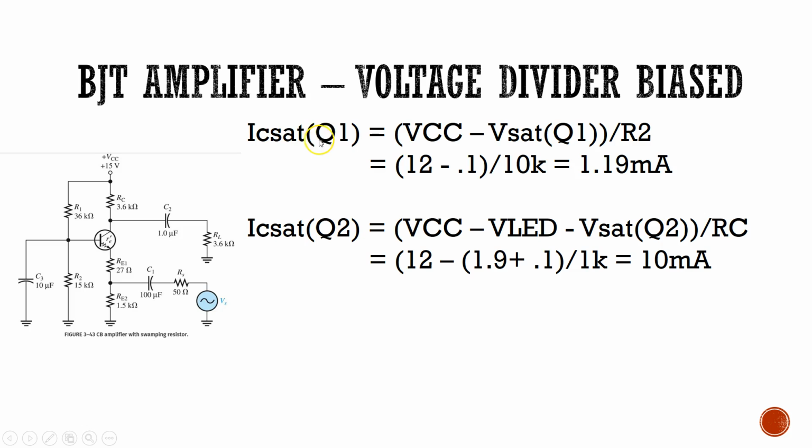Alright, for our ICsat of Q1 in this example, I think we were given Q1 was 0.1 volt, so we take 12 minus the 0.1 volt divided by the 10K for 1.19 milliamps. For our ICsat of Q2, we subtract the LED as well as the given 0.1 volt, add those two together and subtract that from 12, divide it by the 1K resistance, and we get 1 milliamp.